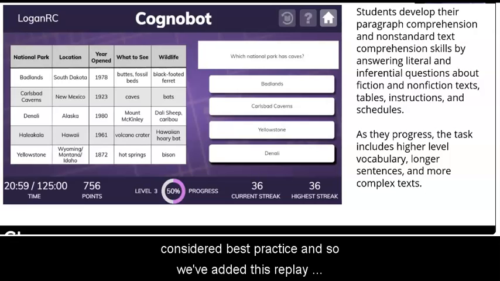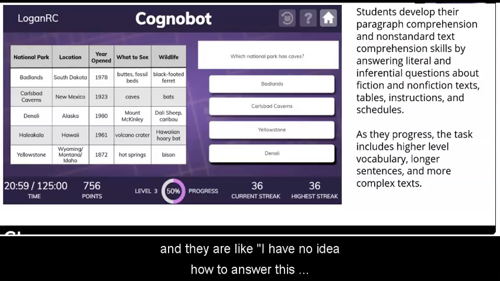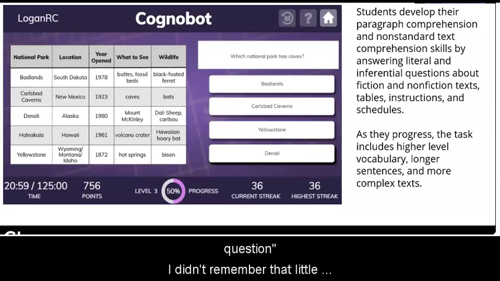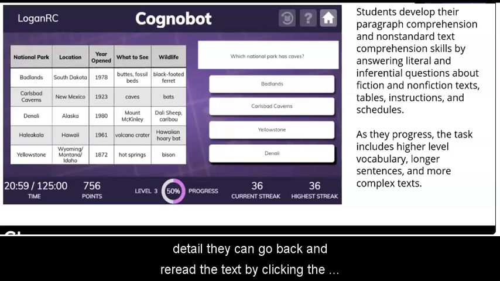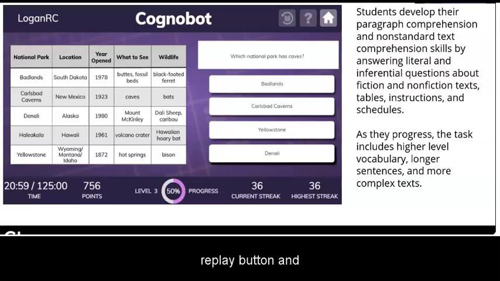And so we've added this replay button, which is up at the top next to the home and help buttons. So if a student reads a text, they go to a question, they're like, I have no idea how to answer this question. I didn't remember that little detail. They can go back and reread the text by clicking the replay button. And then they'll just move back to the question.